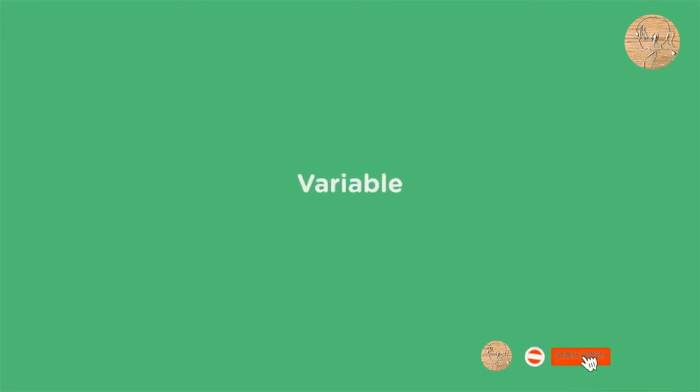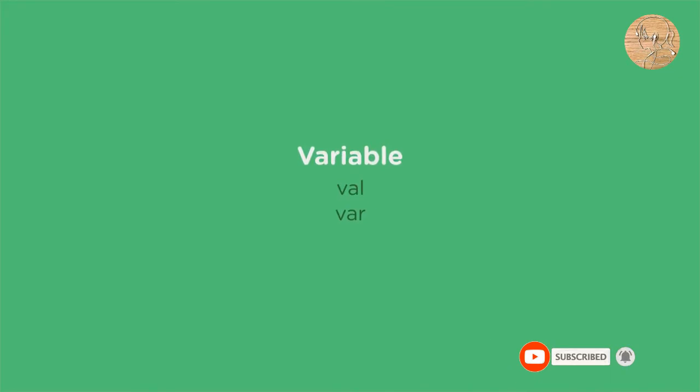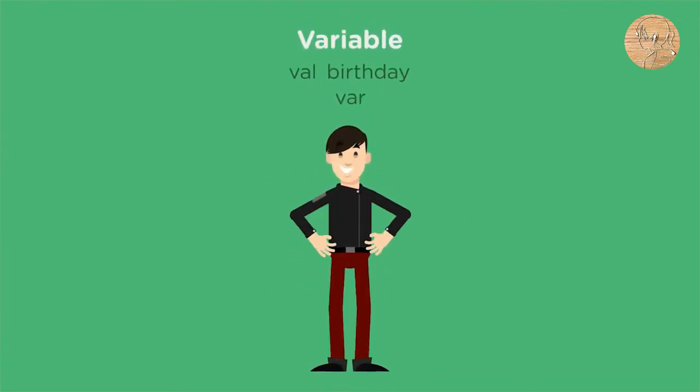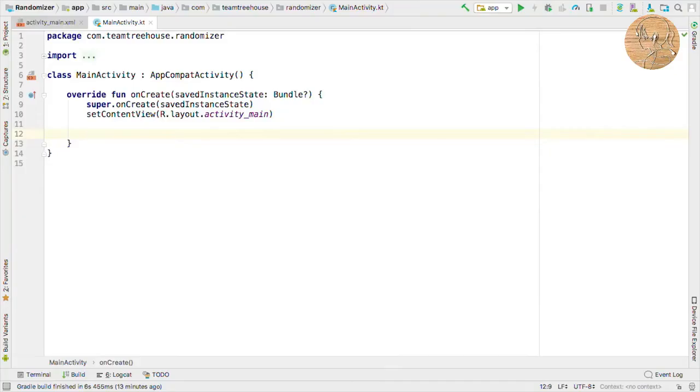In Kotlin, there's two ways to create a variable: val or var. Val is for things that don't change, and var is for things that do. For example, if we were creating a person, their birthday would be a val, since it doesn't change. Whereas something like what they want for dinner would be a var. Let's start by creating a variable for our roll button.